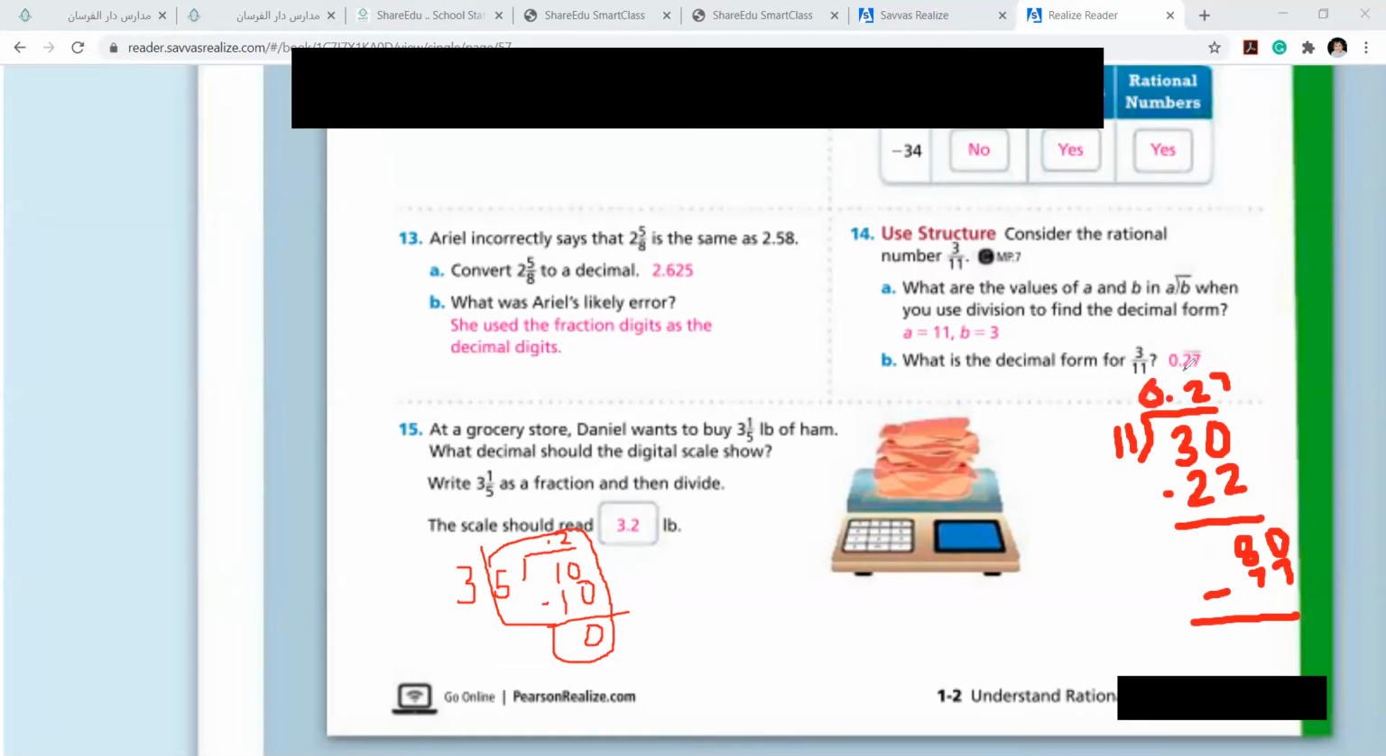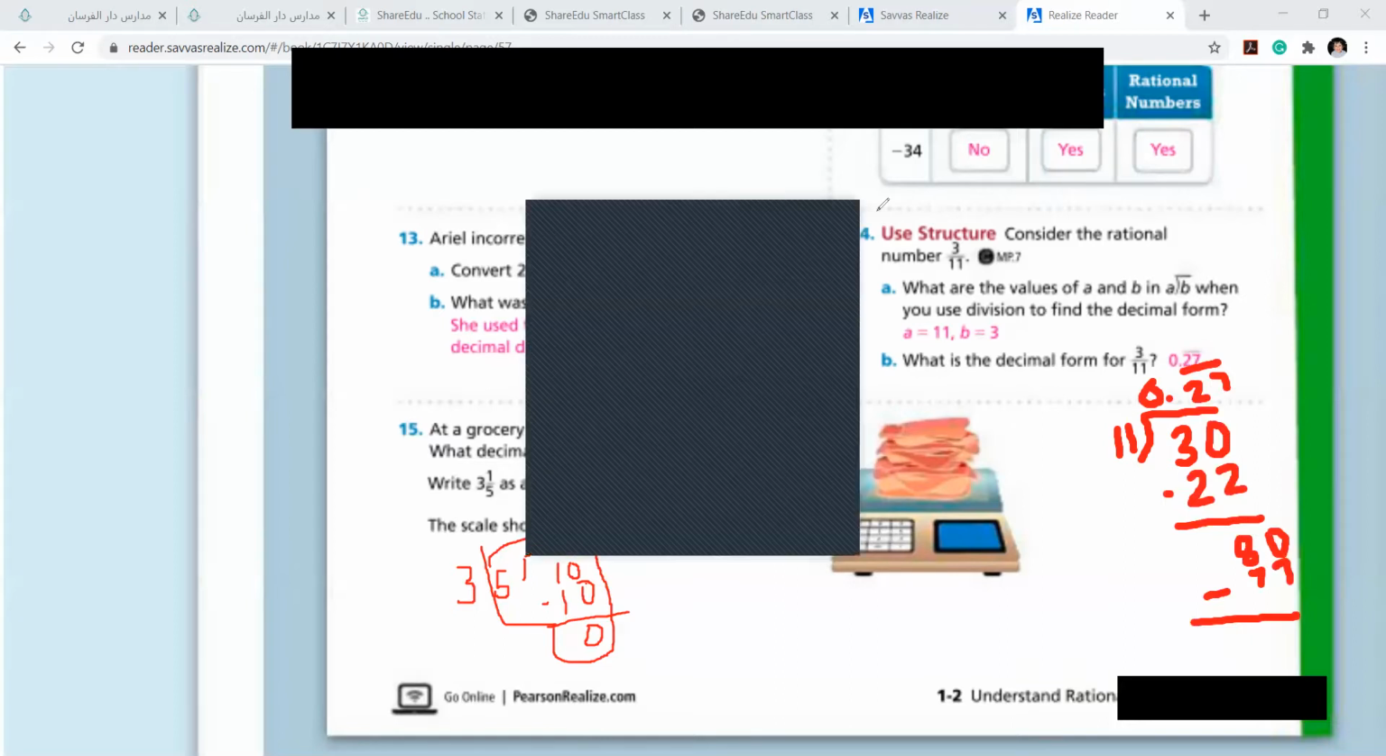Yes, your bar. That means alhamdulillah you understood, but with practicing, girls, you will be fast and you will not get wrong answers. Okay?